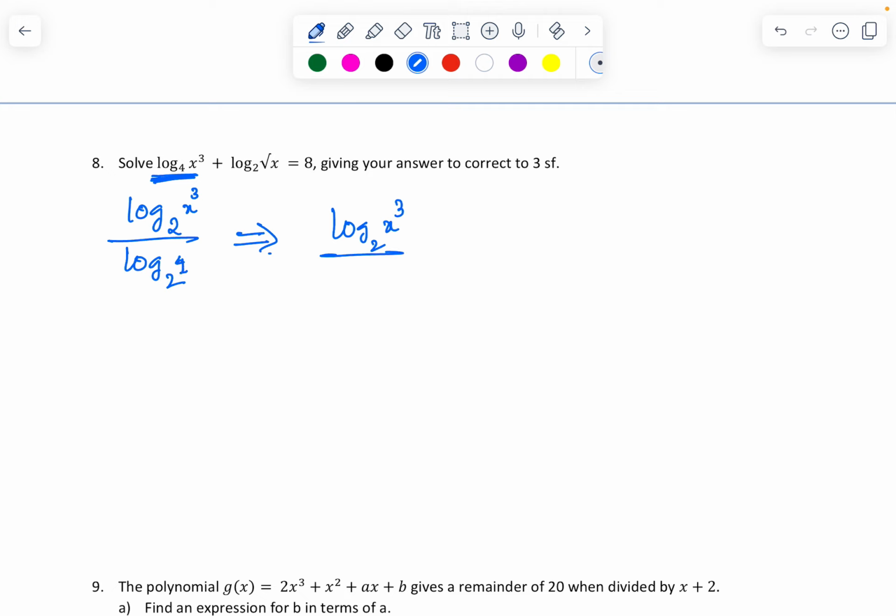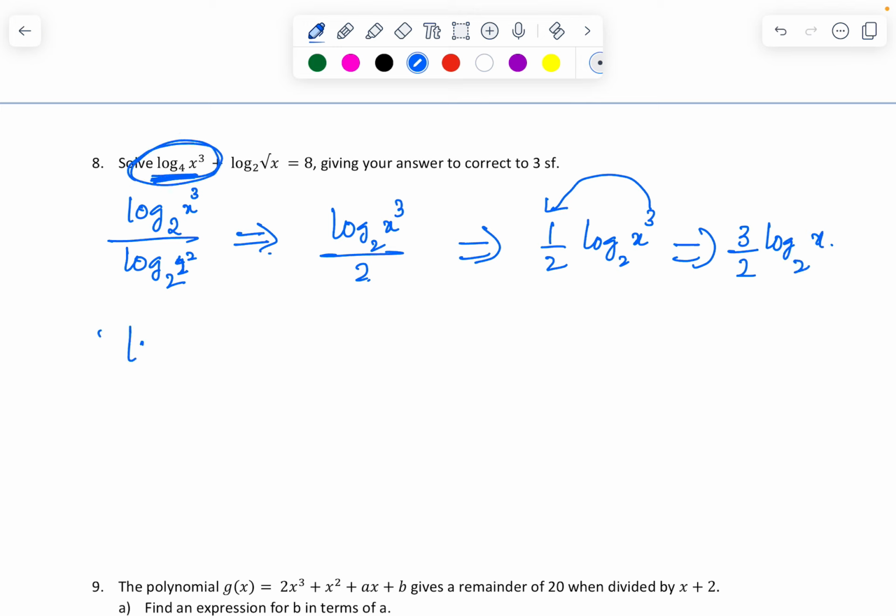this one, 4. I can write it as 2 squared, so this becomes a 2. So I can write this as 1 over 2 log base 2 of x cubed. Further simplifying, using the power law, I can write it as 3 over 2 log base 2 of x. I will use that here.